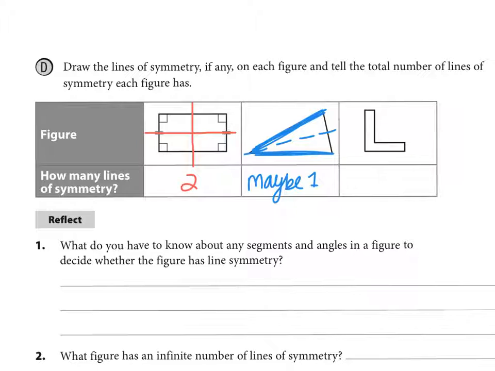And then for that last shape, the L, again I'm working under some assumptions here. Assuming that this L is the same height as it is length, I see one line of symmetry that I could draw, and that's right here across this corner. If I fold across that corner, it should fold on top of itself. So that's going to be 1.